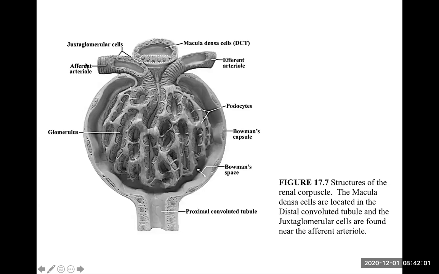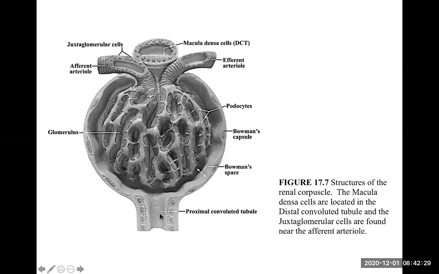Again, the afferent arteriole brings blood into the glomerulus where it's filtered via very high pressure. And then the efferent arteriole takes the filtered blood out of the glomerulus. Here are macula densa cells. They're part of the distal convoluted tubule, along with juxtaglomerular cells. These are cells that help to determine blood pressure and volume and the composition of that filtrate to see if anything else needs to be absorbed or secreted.